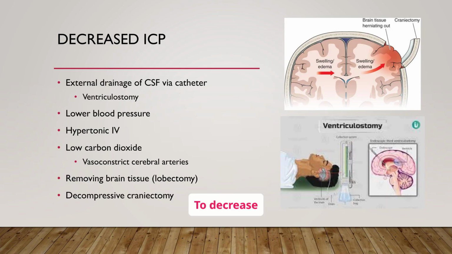To decrease ICP, several strategies can be employed. These include external CSF drainage, lowering blood pressure, using hypertonic IV solutions, controlling carbon dioxide levels, and, in some cases, surgical interventions like lobectomy or decompressive craniectomy.